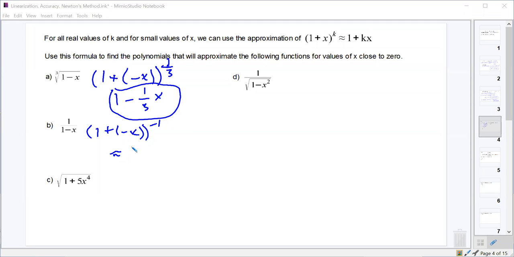Yep, just 1 plus x, right? It should be 1 and then plus our k value, which is negative 1, and then times our x value, our function, which is negative x. So the negatives will cancel out and just give us 1 plus x. Good or no?